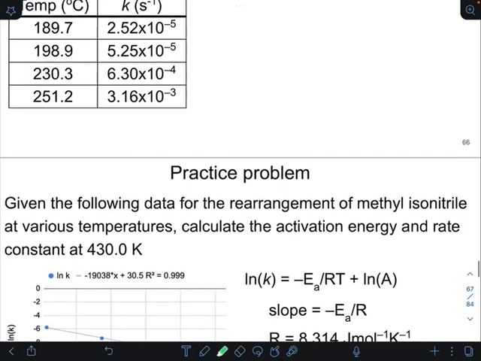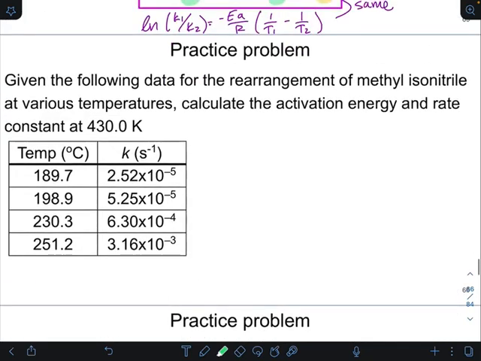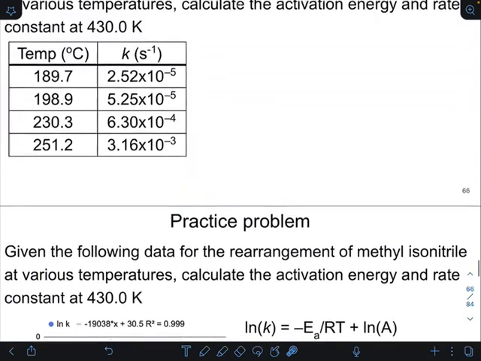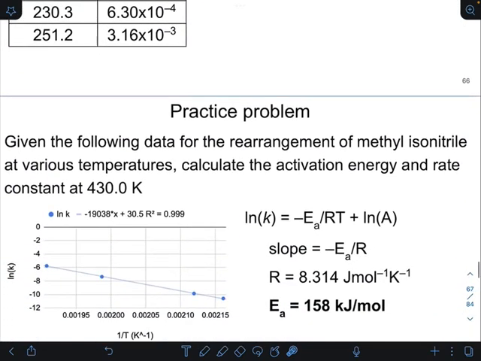Okay. So here we have some information, temperature and rate constants. We can see that as the temperature increases, rate constant also increases, and we want to calculate the activation energy and rate constant at 430 K. Okay, so first thing you could do is graph this. And because we have a bunch of data points, graphing is usually the better of the 2 answers because it's going to include all of the data points.